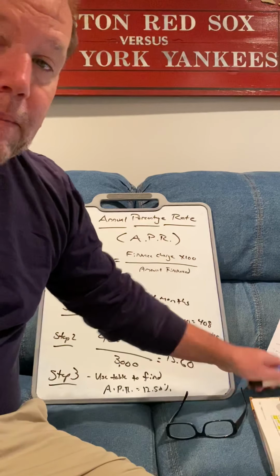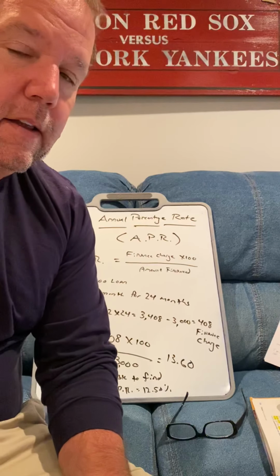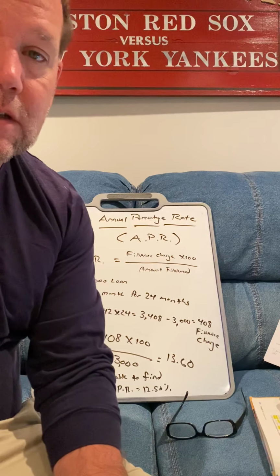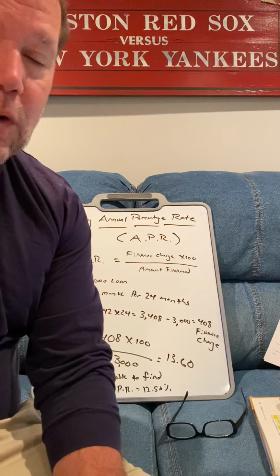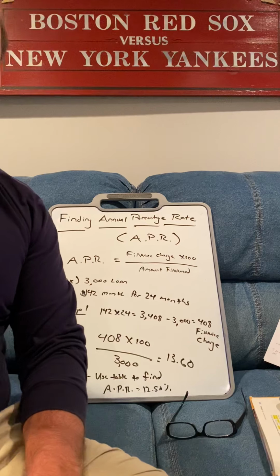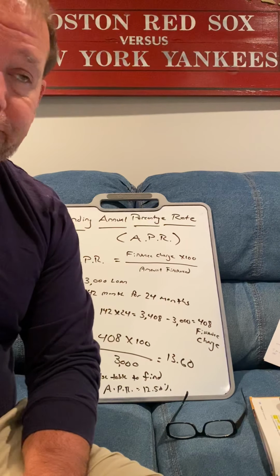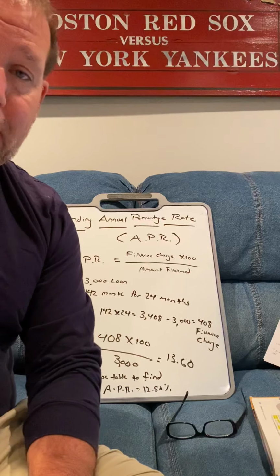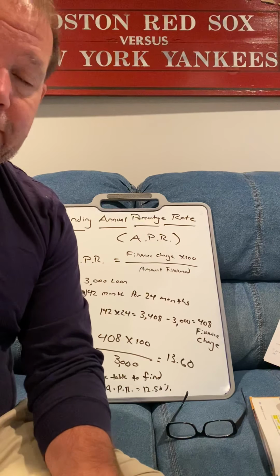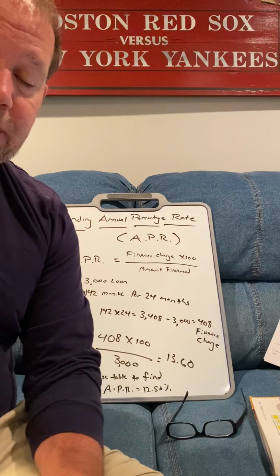Today we're going to talk about finding annual percentage rate, APR. When you are taking out a loan, whether it's a mortgage, car loan, any type of loan, the annual percentage rate is one of the most important things because the lower the interest rate is going to determine basically how much you are going to pay back in interest. If you can get a low interest rate, you're going to pay less interest back, less money back to the bank than if you have a higher interest rate.